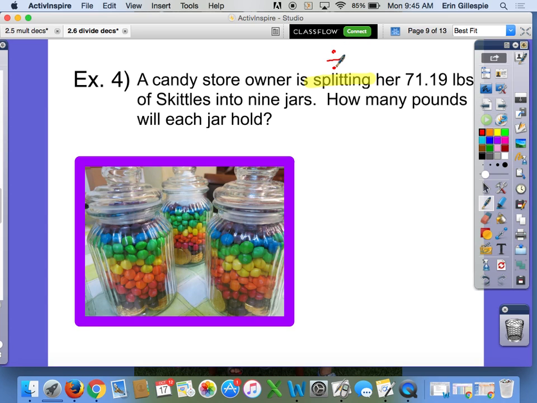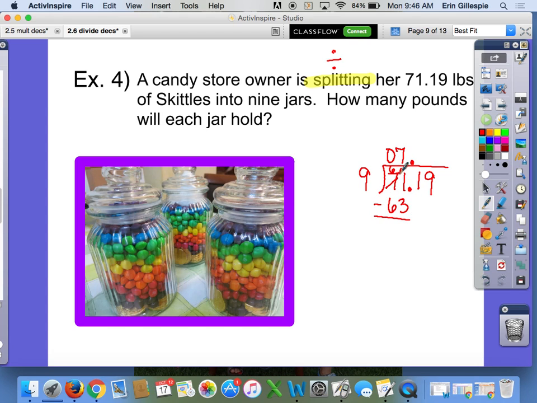Now remember, with division, it's also important to figure out how to set up our problem. So which one's the divisor and which one's the dividend? Well, that 71 and 19 hundredths would be our dividend. The 9 jars would be our divisor. It's a whole number, so I don't need to move the decimal. So it's going to stay right here in my dividend, and I'm just going to move it up into my quotient. 9 does not go into 7, but it goes into 71 7 times.